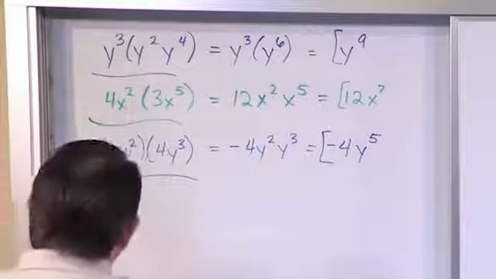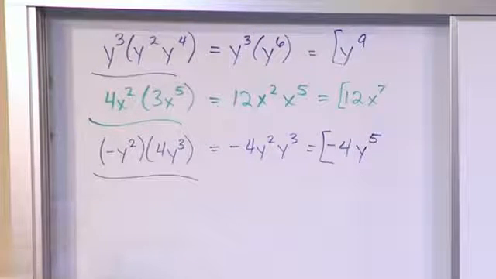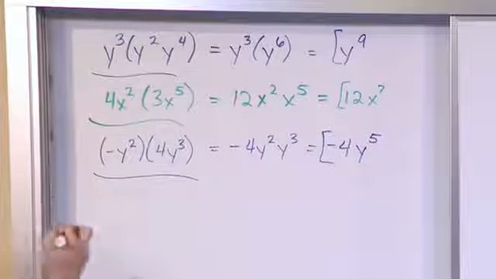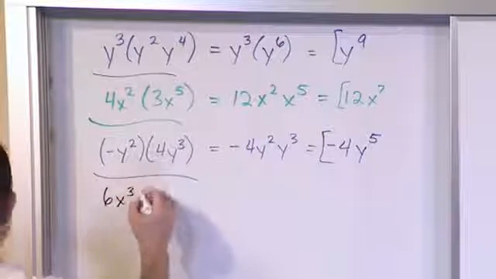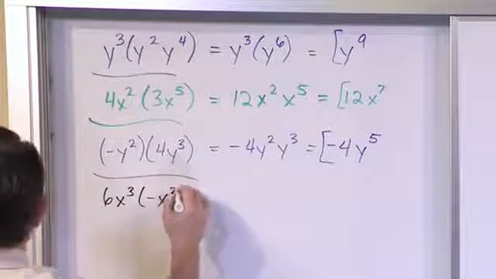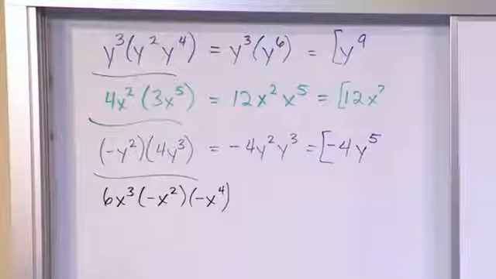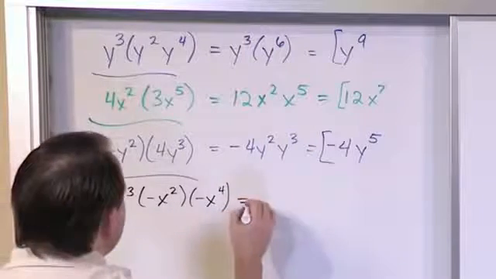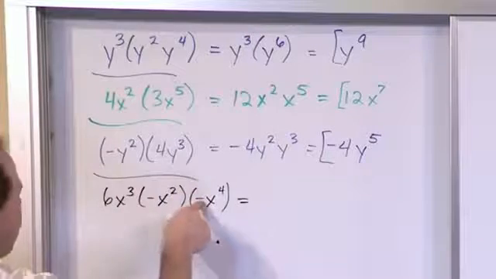And we'll get to some more problems in a minute where we'll not be able to combine them together. But for now, let's say we have something like 6x cubed times negative x squared times negative x to the 4th power. So we're getting a little more complicated each time, but not too bad because when you really look at what we're doing, we have a 6 times a negative 1, and this is also a negative 1.